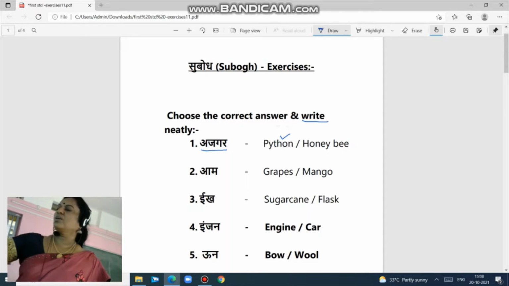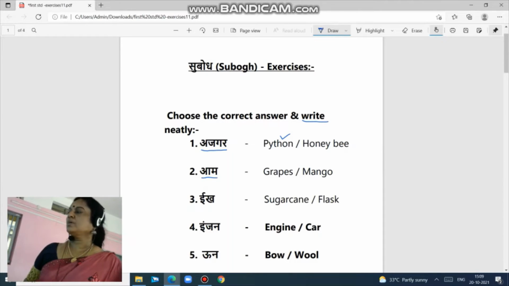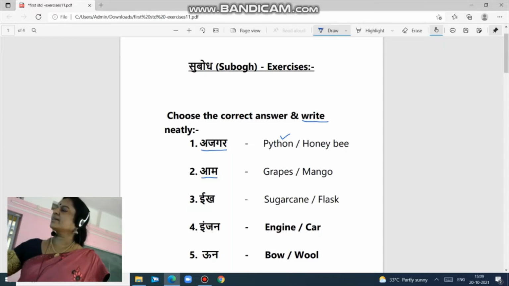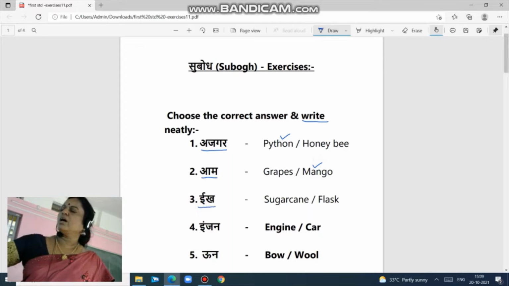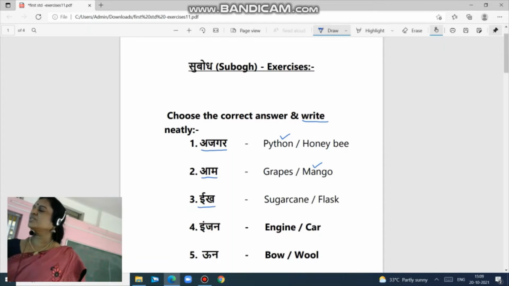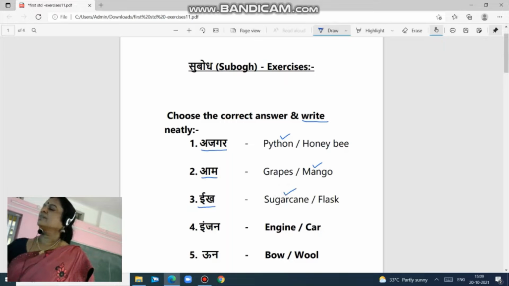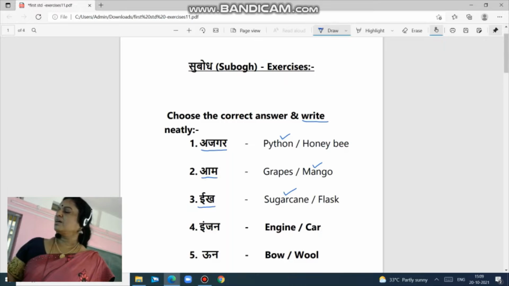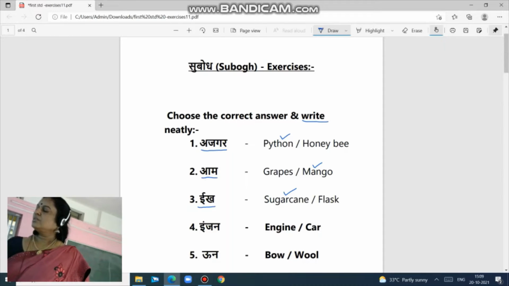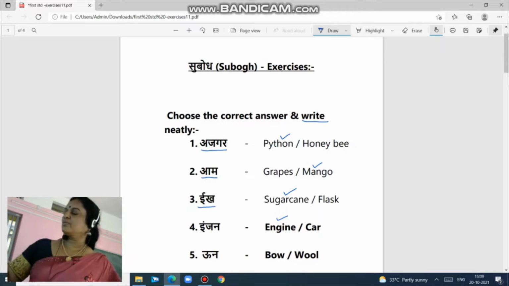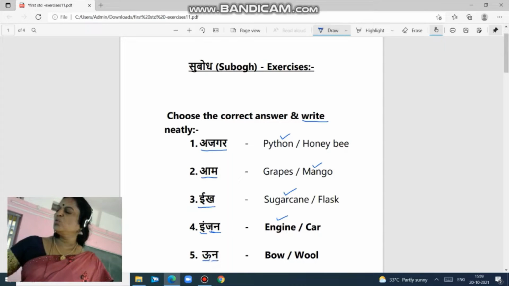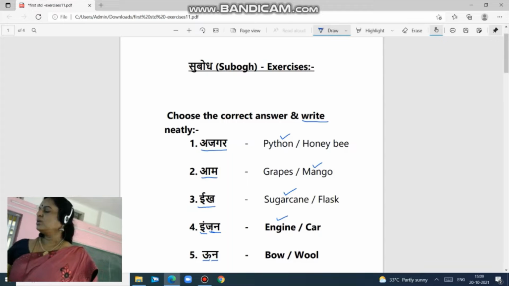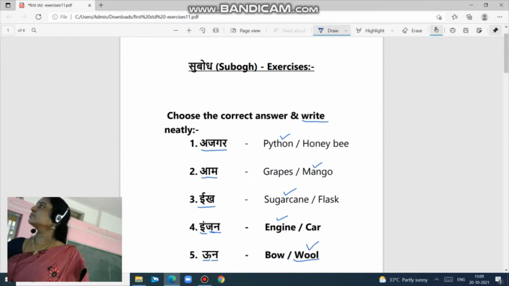Ajgar, python. Ama, arm. Grapes, mango. Which one is correct? Mango. Eek, eek. Sugarcane, flask. Which one is the correct answer? Sugarcane. Injana, engine, car. Engine is the correct answer. Una, wool. Bow, wool. Wool is the correct answer.